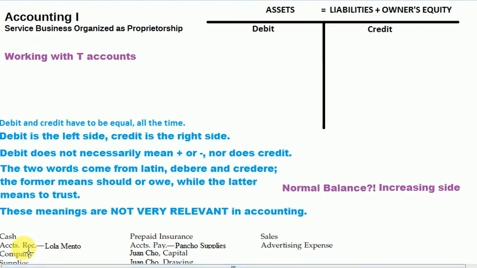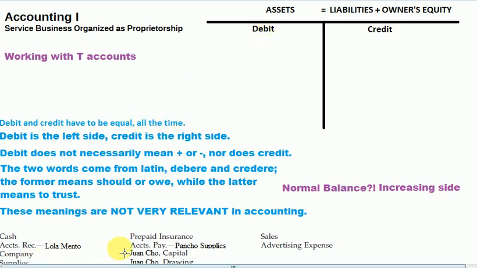Also, account receivable, that is a debt in favor of you. You can collect it. It is an asset. It is also a debit. And supply is also an asset. It has the normal balance on the debit side.